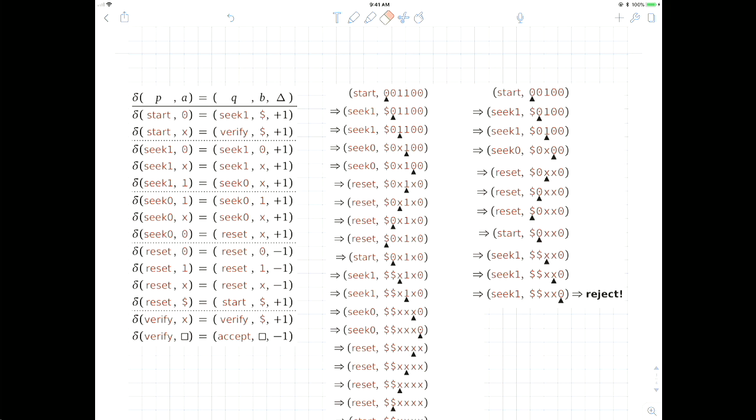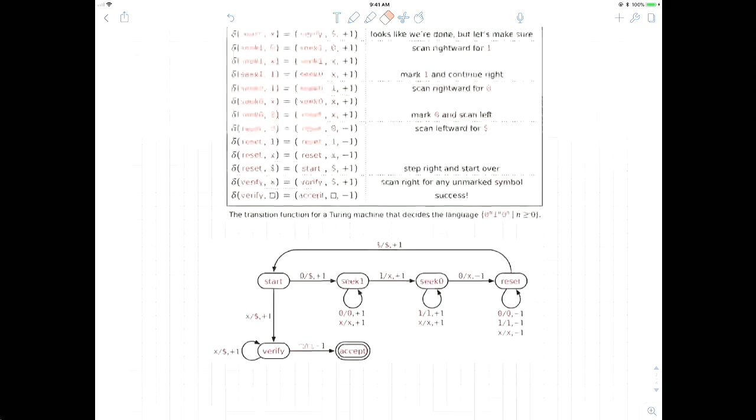There's this lovely graphical way of describing what's going on. It is a finite state machine, after all, so I can write it down as a finite state machine. But now the arrows have this much more complicated thing written on them: if I'm in state start and I see an X, I should write a $ sign and move to the right and go to state verify. We're not going to be designing these things. I'm just showing you this to convince you that there are somewhat interesting things that you can do with this.